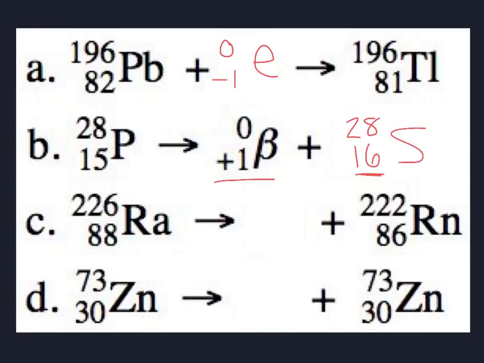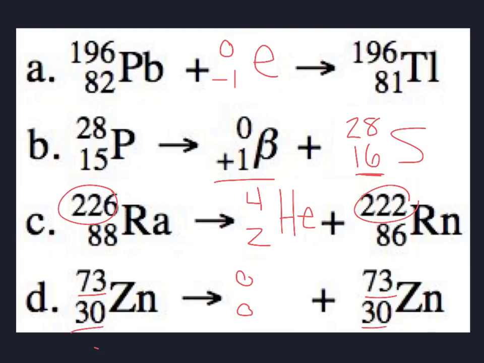So the next one, we need to figure out what the particle is. So we have 226 and 222. So I'm going to need to have 222 plus 4 up top to get me to 226. And on bottom, I'm going to have a 2. So this is going to be alpha decay because that would be a helium particle. And I'm just basing this off of the chart from the last slide. Okay, the last one, we're going to have a 0 up top because 73 and 73, there's no change. And we're going to have a 0 on bottom. 30 and 30, there's no change. That would be our gamma.